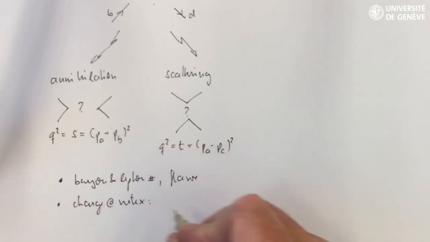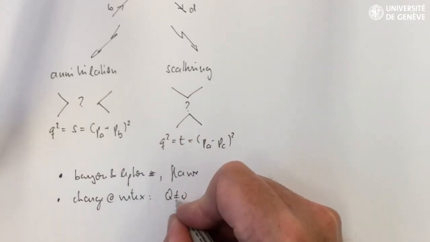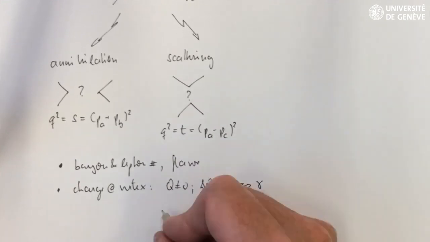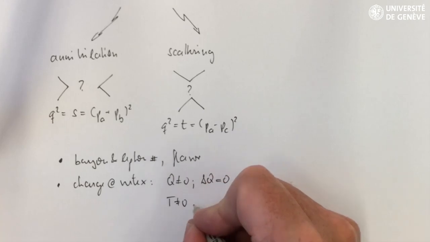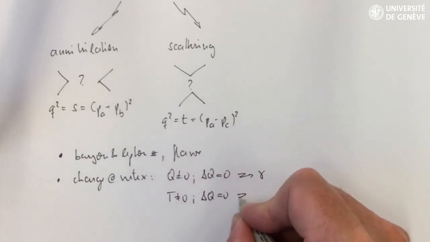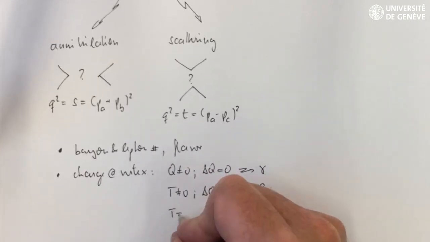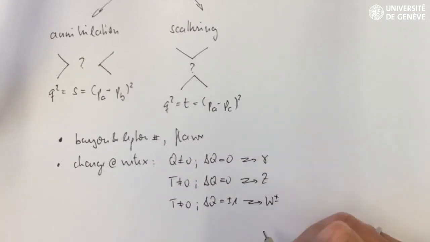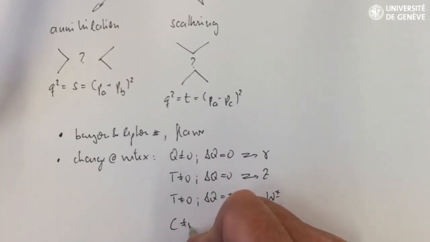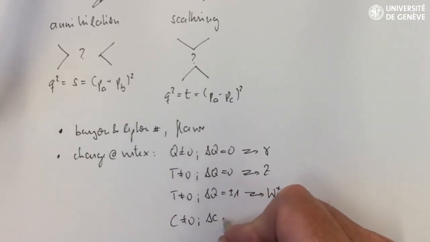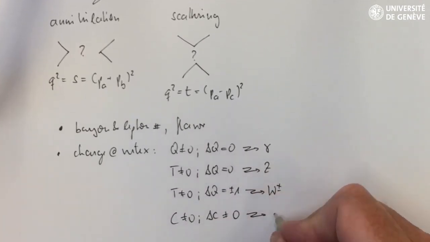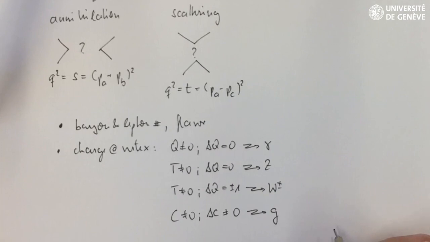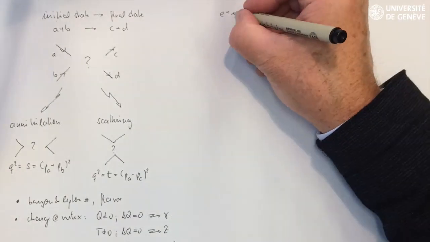Now we must consider the charges at each vertex. If the charge of the particles is not zero and it doesn't change at the vertex, we can exchange a photon. If the particle weak isospin is not zero and the charge doesn't change, we can exchange a Z. If the charge does change by plus or minus 1 unit, we can exchange a W plus or minus. And finally, if the color is not zero and the color does not change at the vertex, we can exchange a gluon.